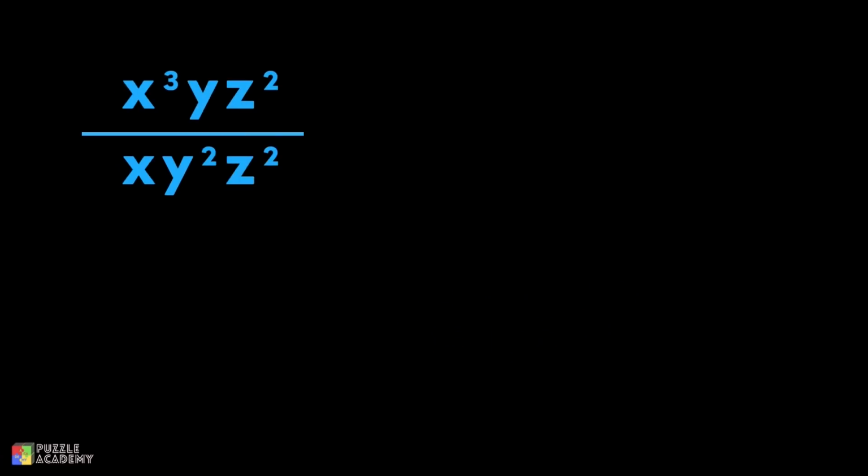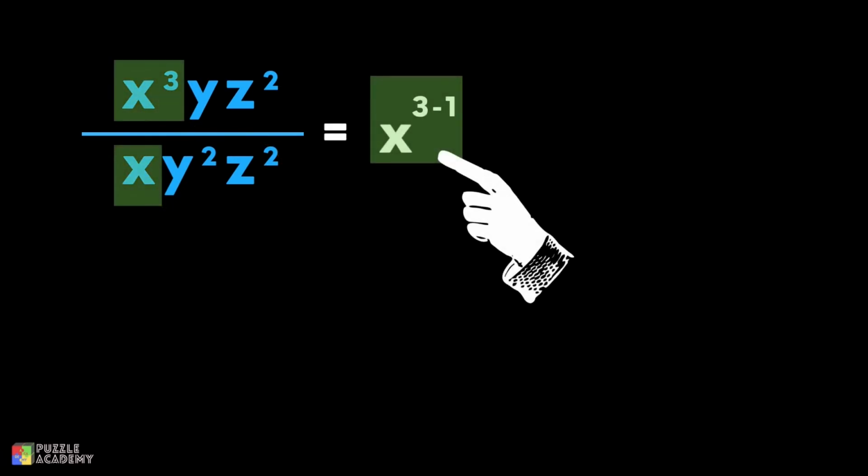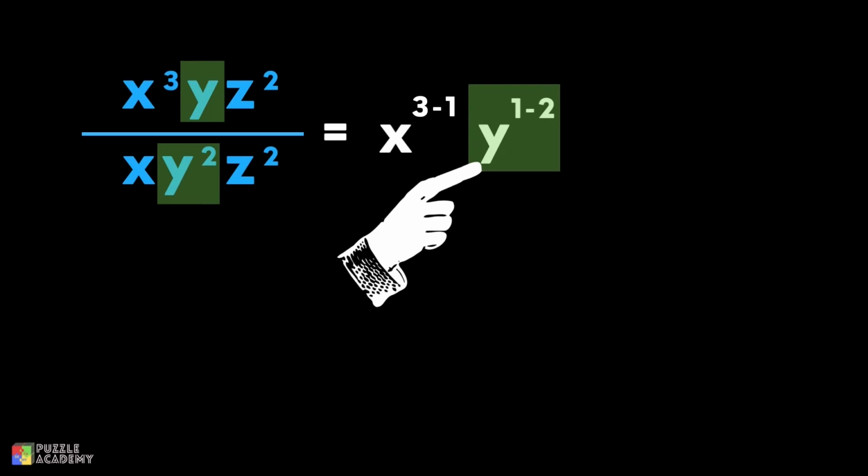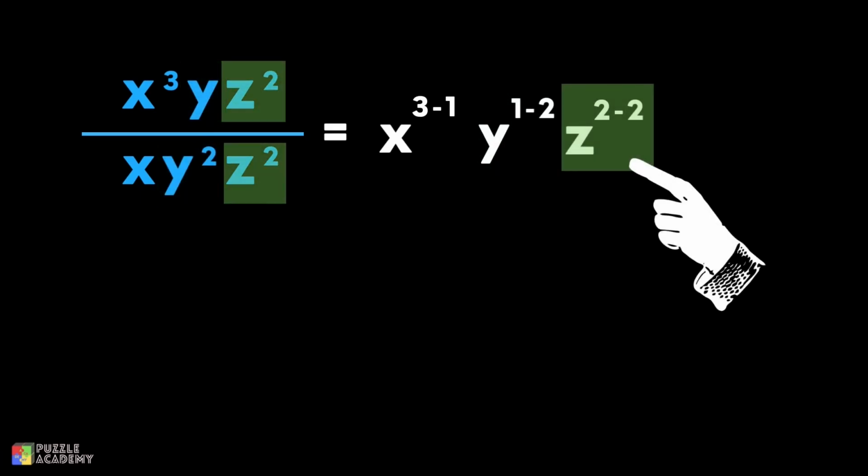Here is the bigger demonstration involving several variables. Let me read the example. So we have x cubed times y times z squared divided by x times y squared times z squared. First, we divide the same variables and subtract the exponents. In this case, we have x cubed divided by x. So we have x raised to 3 minus 1. And then moving on, we have y divided by y squared. Then we have y raised to 1 minus 2. And last but not the least, we have z squared divided by z squared. And since they have the same exponents, z raised to 2 minus 2.